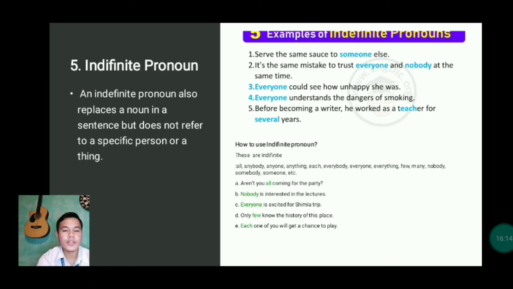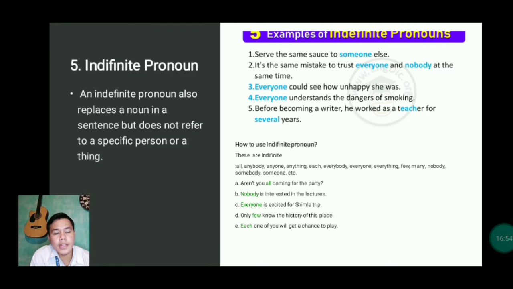Right now, we have to discuss the indefinite pronouns. So here is the meaning: an indefinite pronoun also replaces a noun in a sentence but does not refer to a specific person or thing. So how to use indefinite pronouns? These are indefinite pronouns: all, anybody, anyone, anything, each, everybody, everyone, everything, few, many, nobody, somebody, someone, etc.